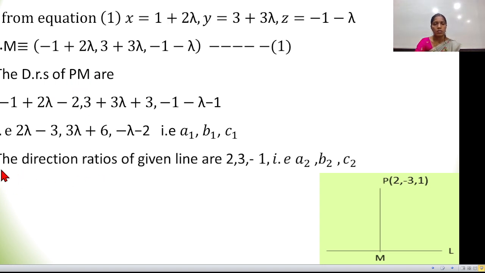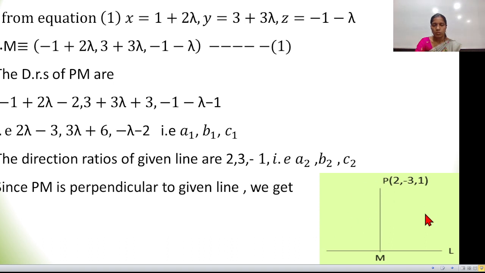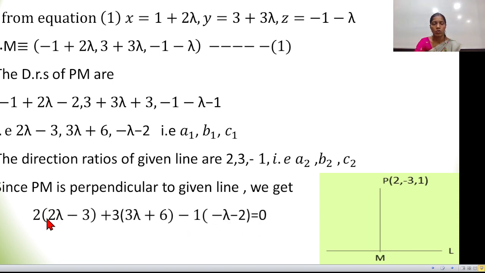Now to write here the DRs of the given line L. This is our given line and having DRs 2, 3, minus 1. That is A2, B2 and C2. Now, we know that this vector PM is perpendicular to the given line L. So, these perpendicular vectors always satisfy the condition A1 A2 plus B1 B2 plus C1 C2 is equal to 0.